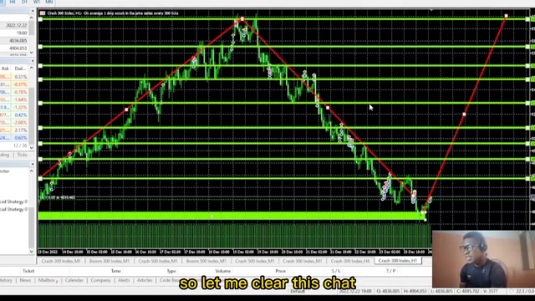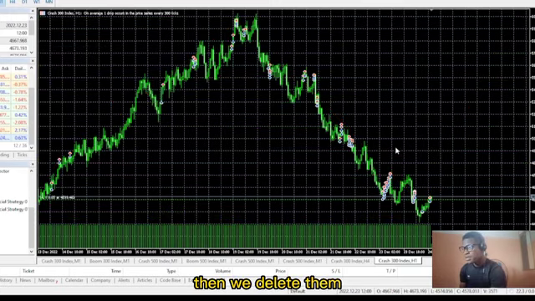So let me clear this chart. I think you have seen the zones I just dropped to you right here. Is that simple, guys? Is that very simple, right? So let me delete them. So this is what I'm talking about.